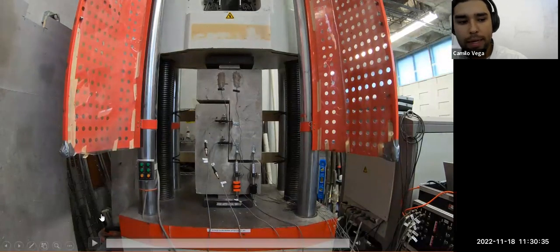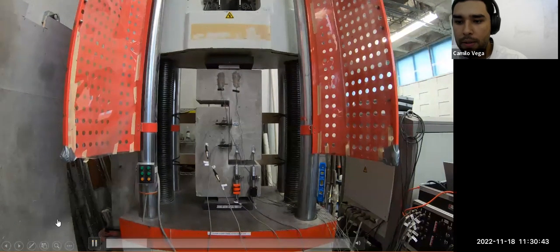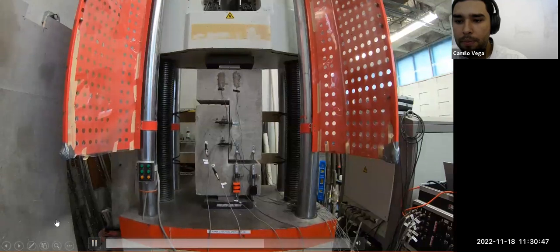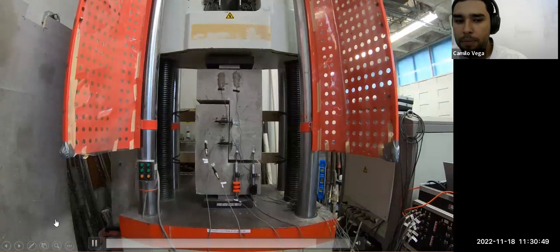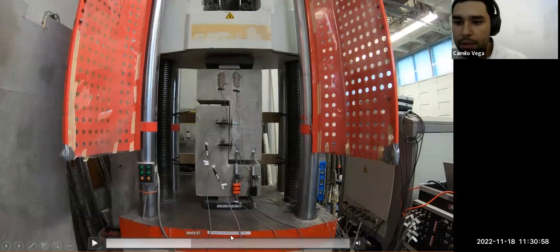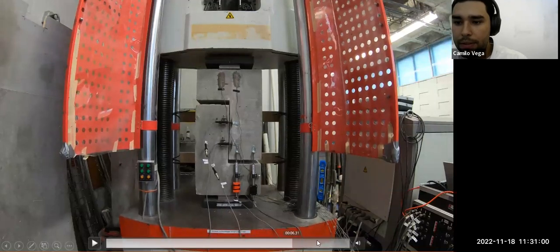Okay, I'm going to play it again, and pay attention to how the gap of the specimen is closing. Also, let me use the pointer to move faster in the video. That way you can see the relative displacement going back.